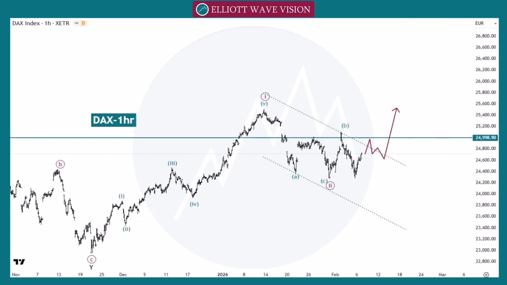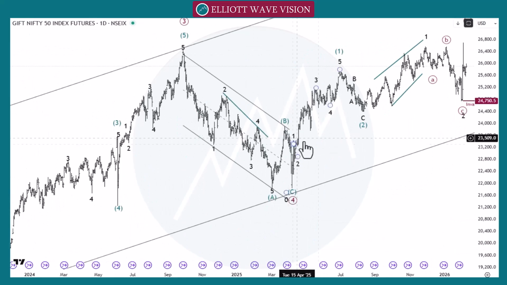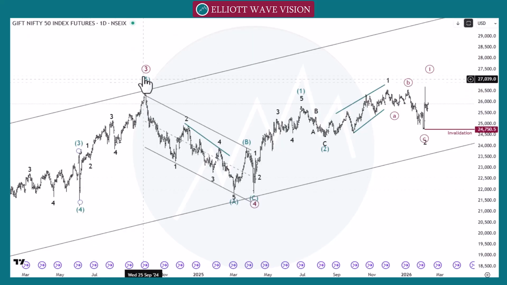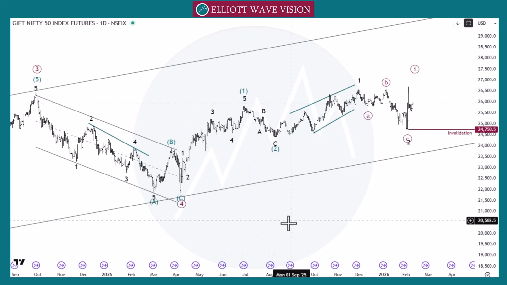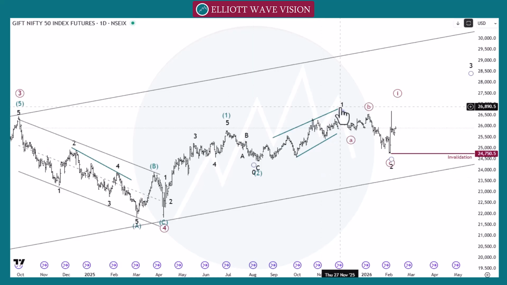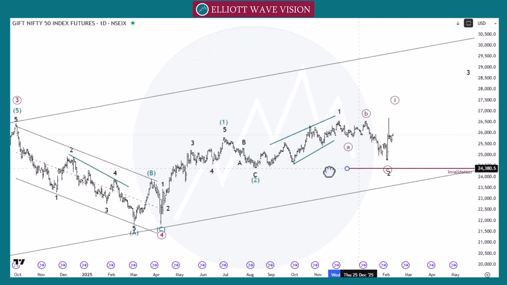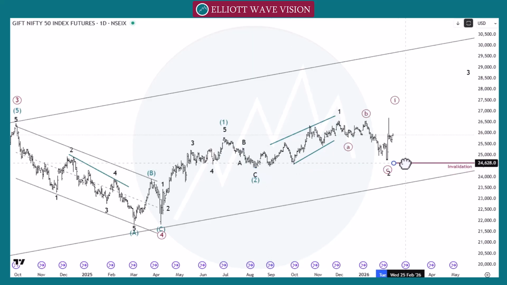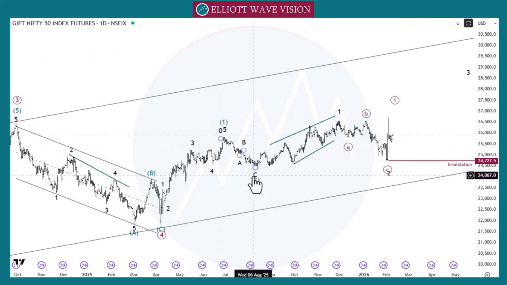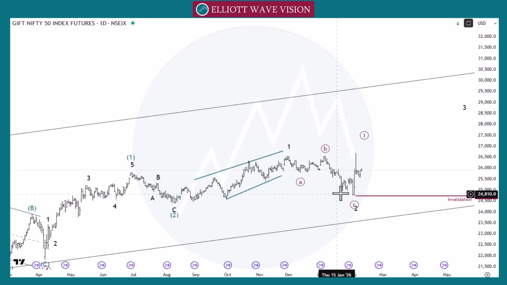Let's check our next pair, Nifty 50, in the daily time frame and in the lower time frame. So in Nifty 50, we count this structure after this brown wave 3 and wave 4 as a green wave 1, green wave 2, black wave 1 and black wave 2. Or we can count this whole structure as a wave 1 and wave 2. But now this count may be safe because the market did not cross the start of wave 1. So we count the structure as a green wave 1, green wave 2, black wave 1 and black wave 2. So let's check the possibility.